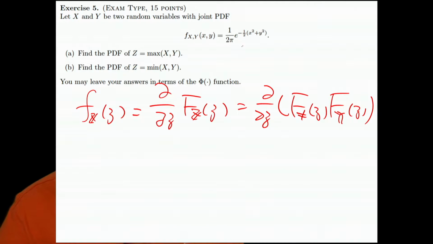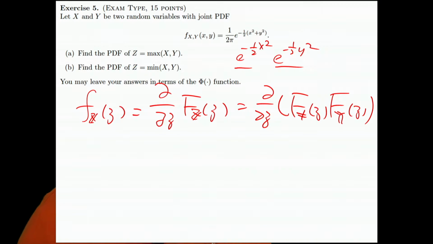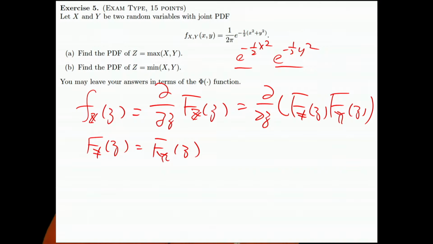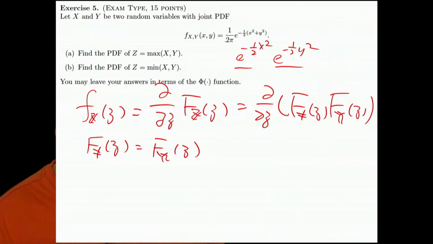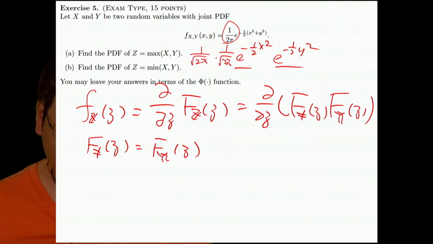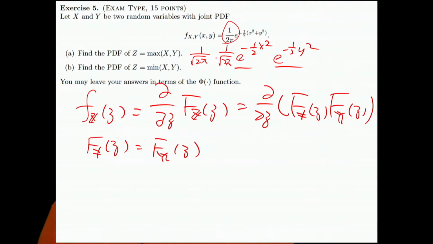And we know that e to the minus 1/2 x squared and e to the minus 1/2 y squared are the same type. That means the CDF of X is the same as the CDF of Y. Why? Because here I can have this times this, and each of X and Y is Gaussian with mean 0 and variance 1.